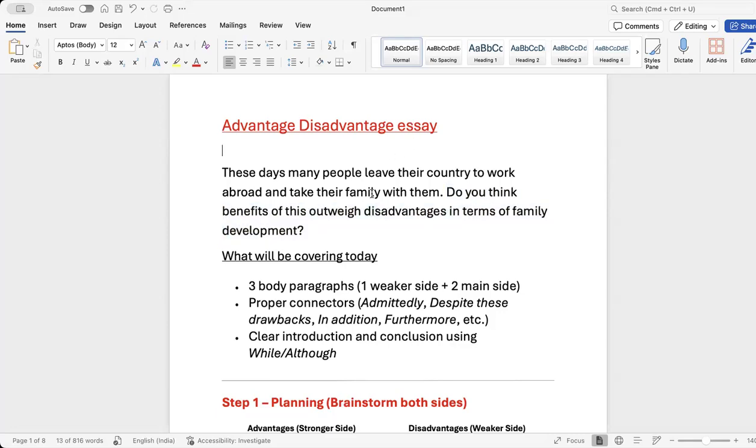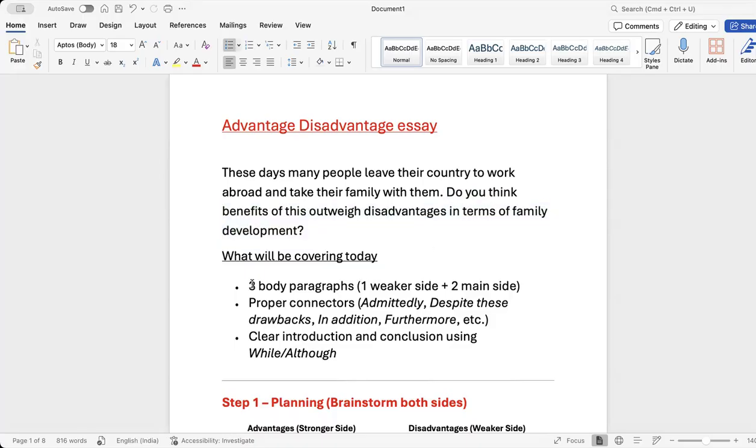For example, here the situation is that these days many people, when they leave the country to work abroad, they take their family with them. So earlier, what used to happen, people used to go alone, like fathers used to go alone, they used to work, send money back. But nowadays, many people, when they go abroad, they also take their family with them. So that's the topic. That's a situation that's happening. And now they're asking us whether the benefits of this are more than the drawbacks. So we'll be covering this today.